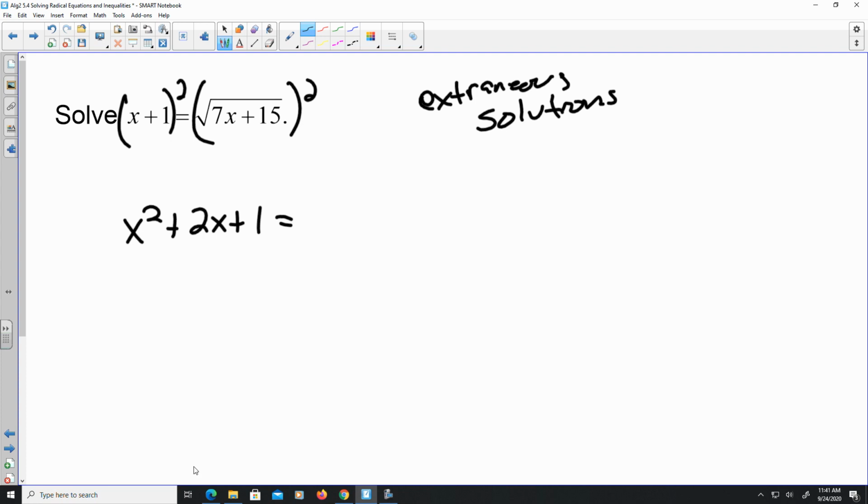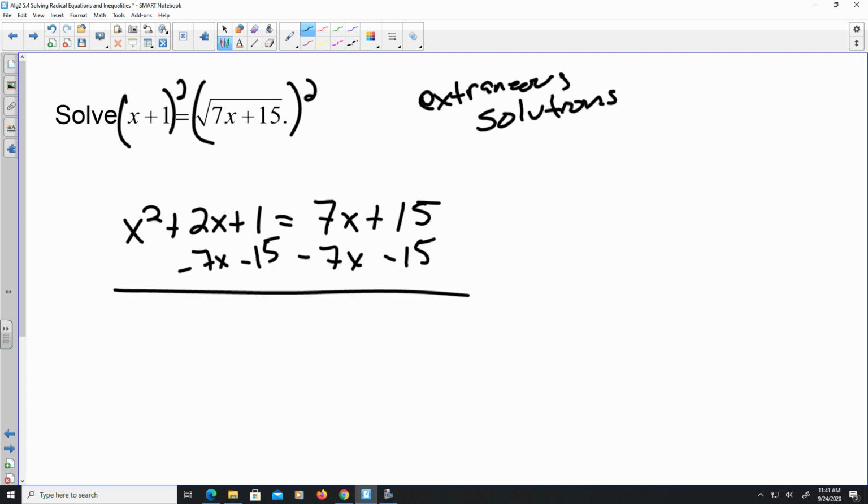And then it's going to be equal to the square root of 7x plus 15 quantity squared, which is just 7x plus 15. Now, because I have this x squared, what we have is a quadratic. In order to solve this, we must set the equation equal to 0. So I'm going to subtract 7x, subtract 15. So now I got that to both sides. This cancels, this cancels. So now I got x squared minus 5x minus 14 is equal to 0.